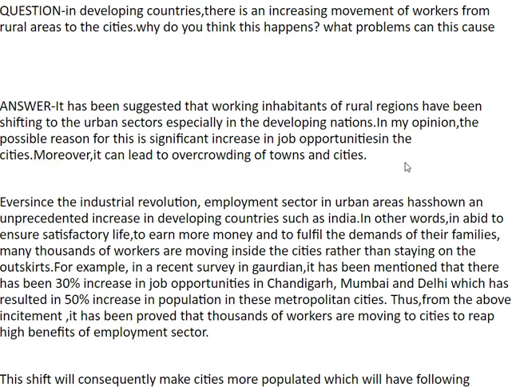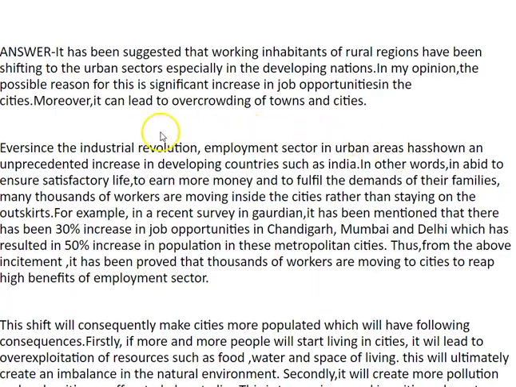Good. So your question was: in developing countries, there is an increasing movement of workers from rural areas to the cities. Why do you think this happens? What problems can this cause? Okay, and your answer on the screen there. So, it has been suggested that working inhabitants of rural regions have been shifting to the urban sectors, especially in the developing nations. In my opinion, the possible reason for this is significant increase in job opportunities in the cities. Moreover, it can lead to overcrowding of towns and cities.